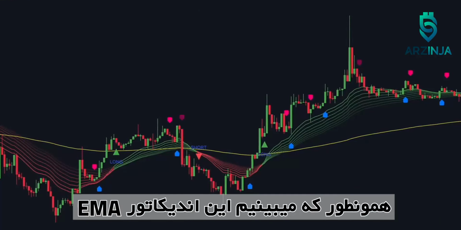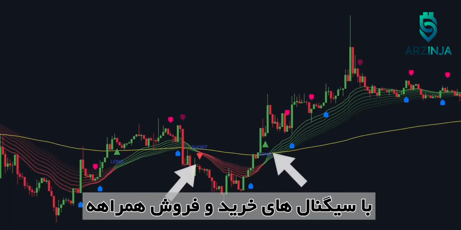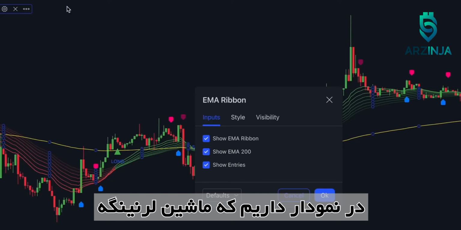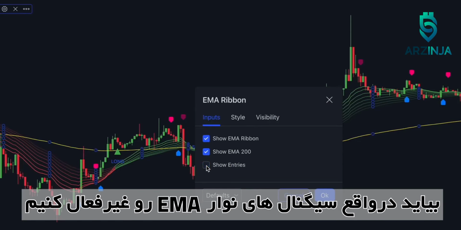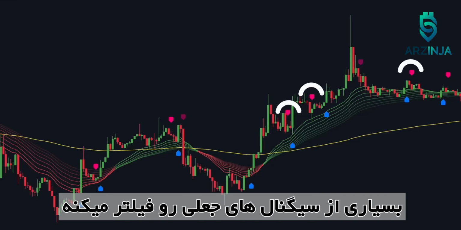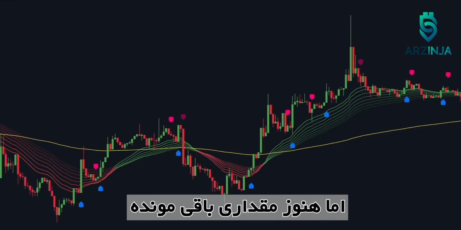As we can see, this EMA ribbon indicator comes with buy and sell signals. Since we already have a buy and sell indicator on the chart, which is the machine learning, let's actually disable those EMA ribbon signals. If we take a look at the chart, we can see that this indicator does filter out a lot of fake signals, but there are still some left.